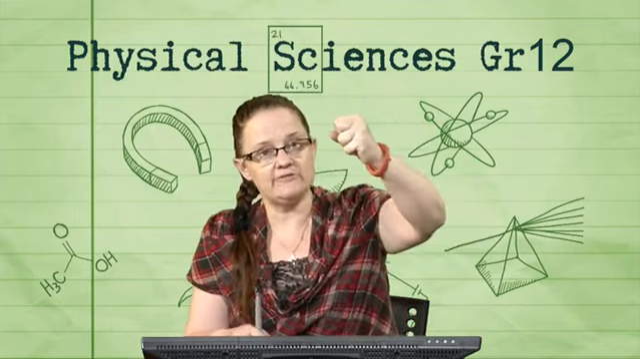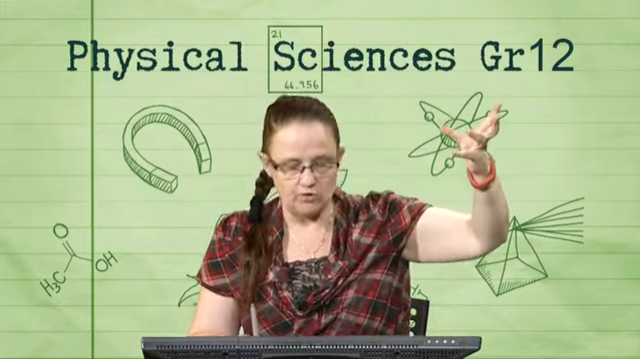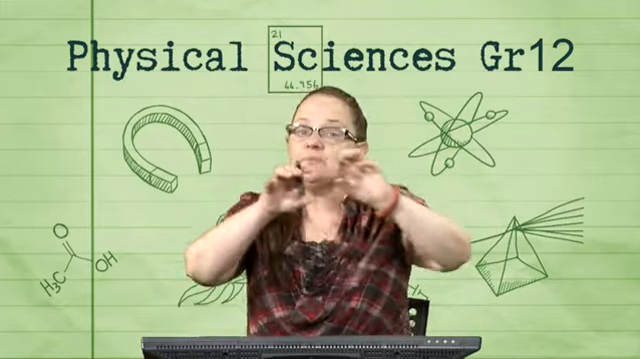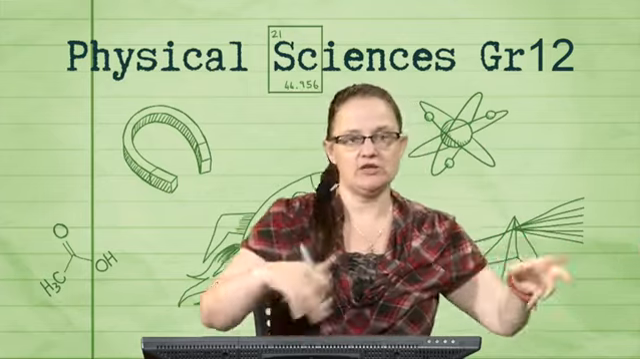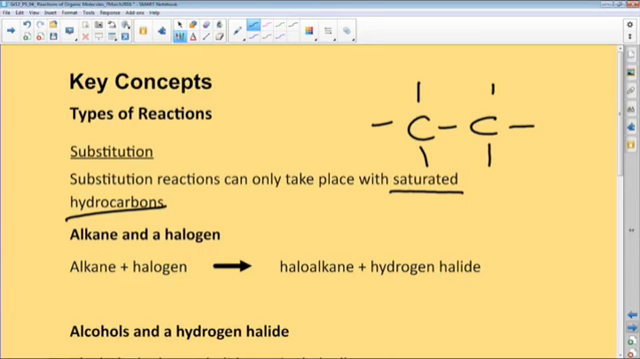We're taking one hydrogen off and adding it, or we're taking one atom or group of atoms off and substituting another group. So we're changing the functional group. When we add an alkane and a halogen together, we'll end up with a haloalkane and a hydrogen halide. Substitution gives me two products. Addition only gives me one.